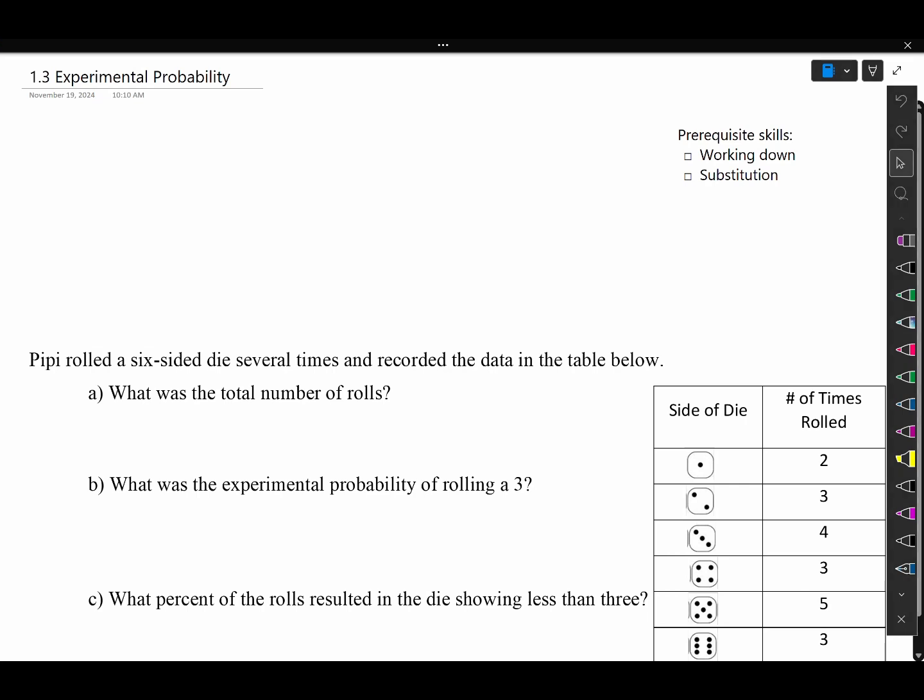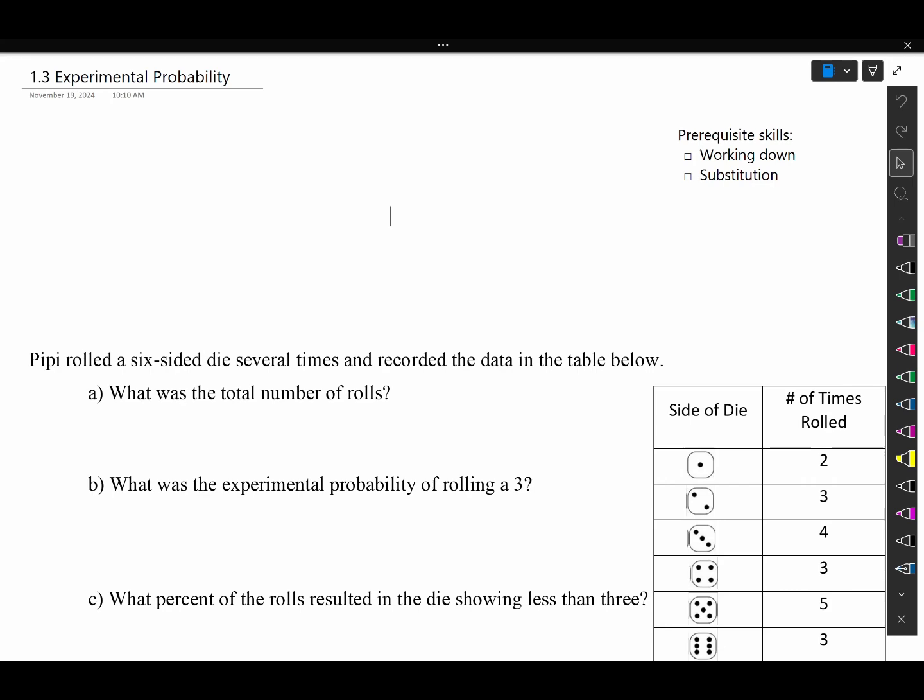Alrighty, here today we'll be looking at experimental probability, what it is, how to calculate it, and when it's appropriate to use it. This video is suitable for you if you are in grade 11 or if you're reviewing your experimental probability. This is suitable for a 3C class.